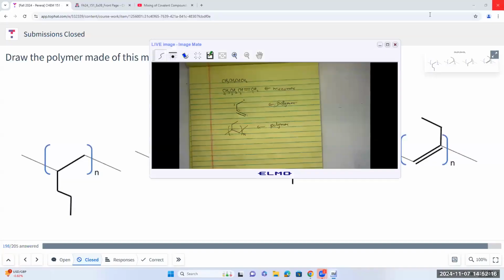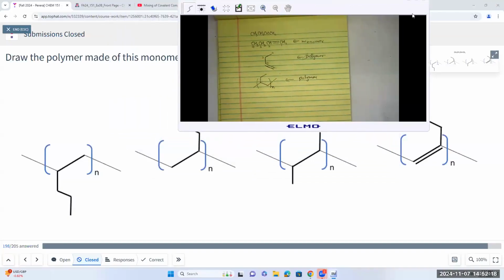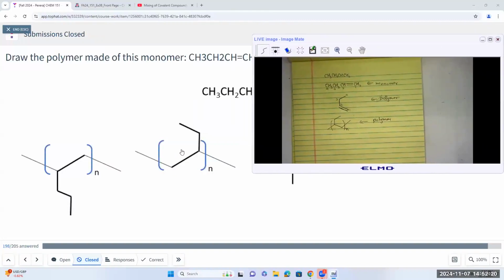And then I go back and check for this with my options, and I see that option B is the closest one to that. So I'm going to go with that. Option B is my answer. All right.